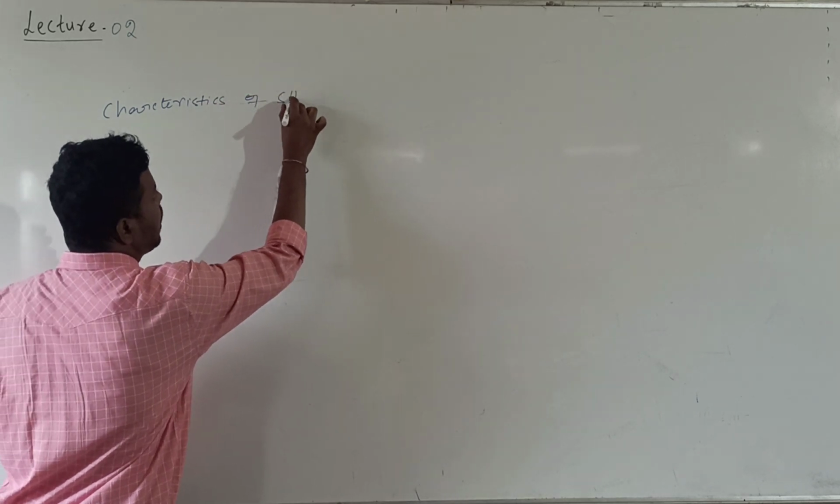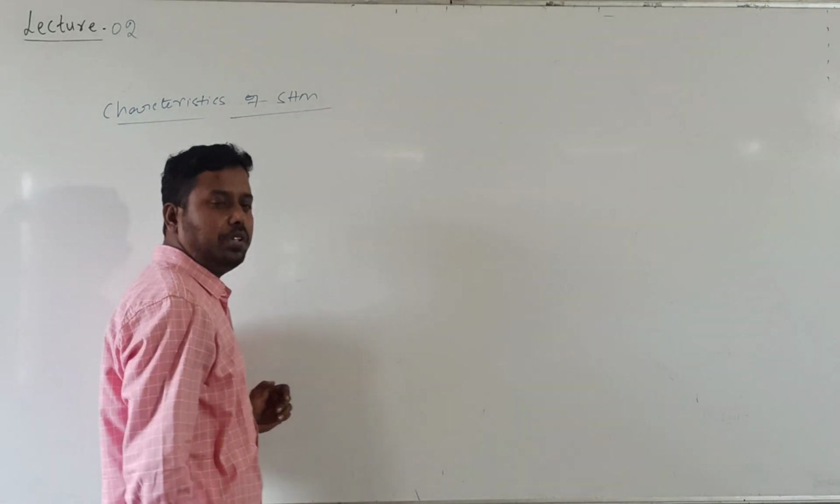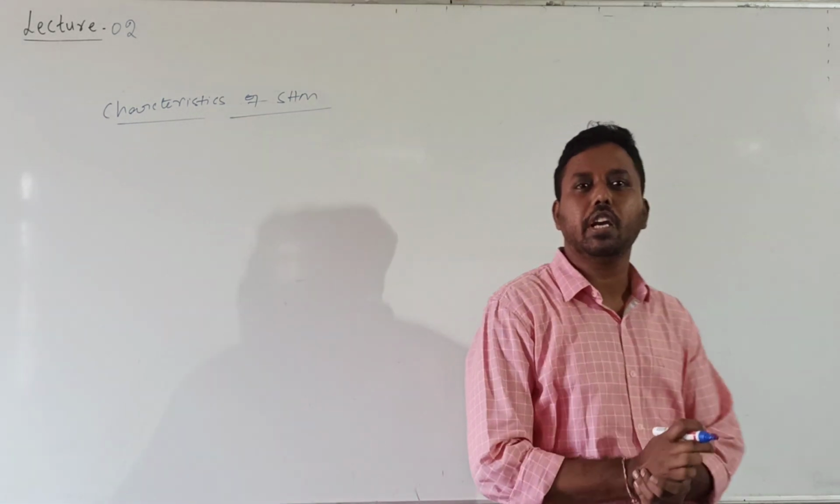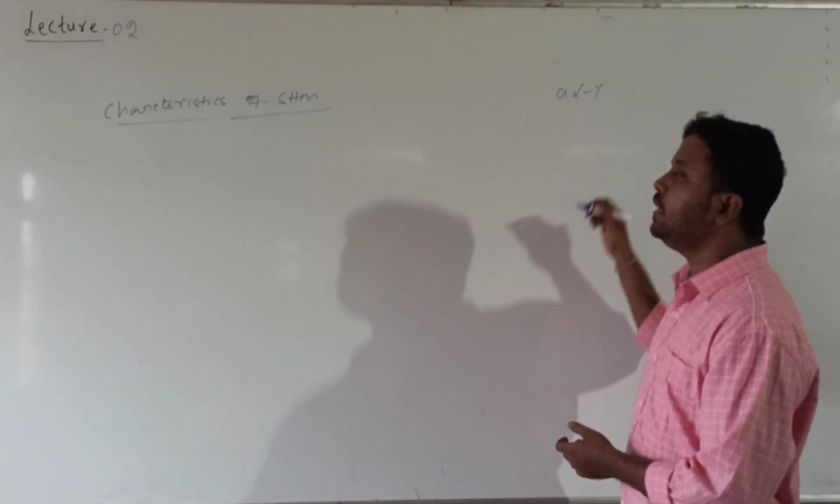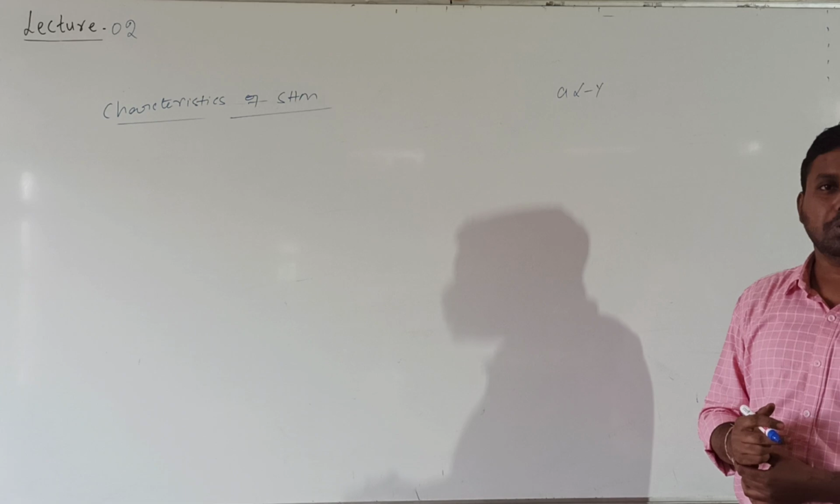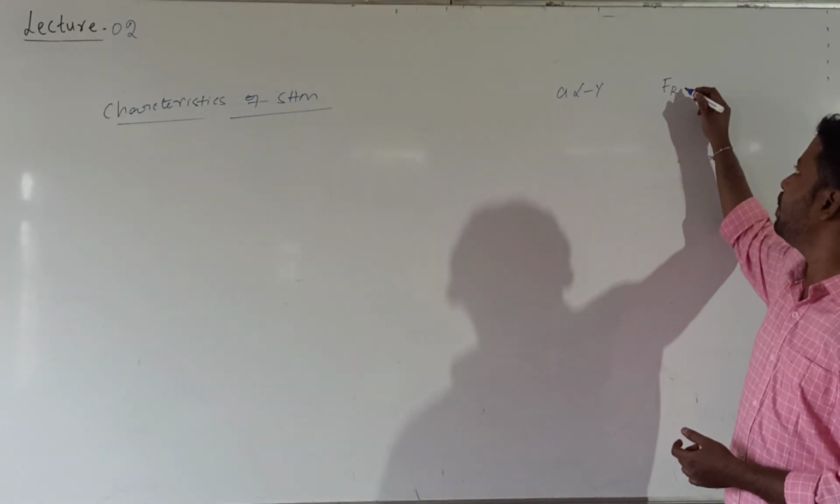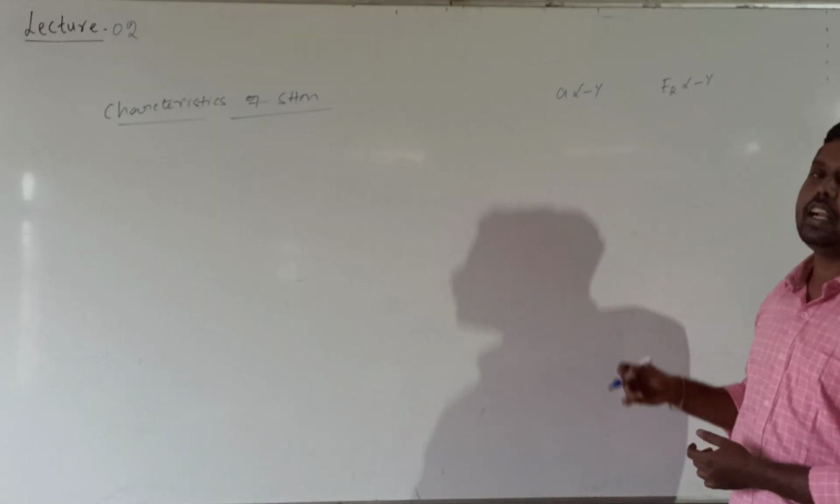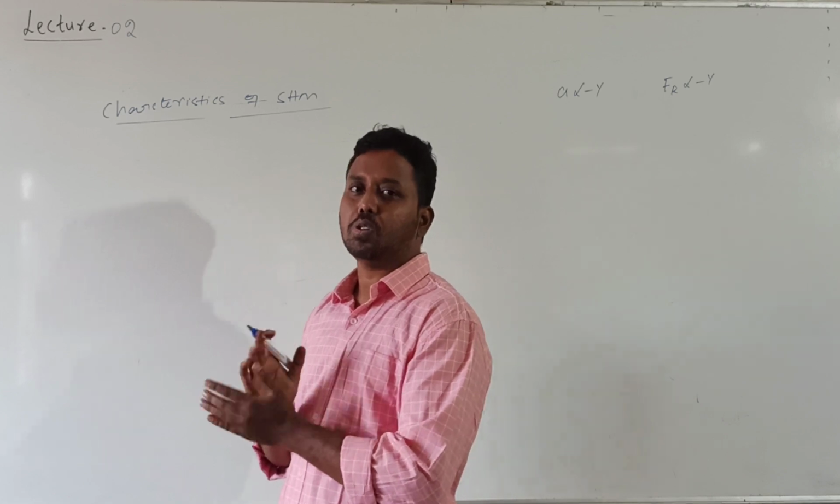So what is simple harmonic motion? The to and fro motion about a mean position is said to be simple harmonic if acceleration is directly proportional to displacement and directed towards the mean position. Or otherwise, the restoring force is directly proportional to displacement and directed towards the mean position. That is called simple harmonic motion.